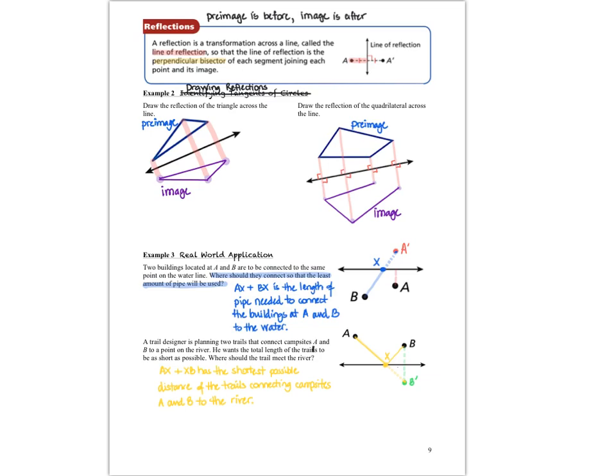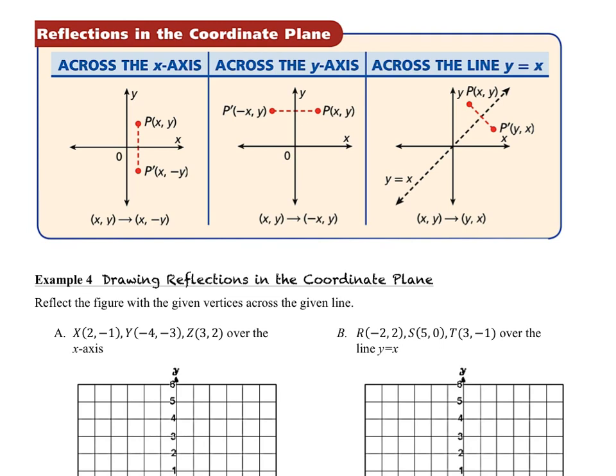Now let's take a look at some reflections in the coordinate plane on the next page. So remember, a coordinate plane we sometimes call an XY axis or a coordinate grid. What we're going to be looking at is 3 different types of reflections this year. There are others. You can reflect across other lines, but this year we're only going to be taking a look at reflections across the x-axis, reflections across the y-axis, and reflections across the line y equals x, which is the diagonal line that goes through the origin and has a slope of 1.